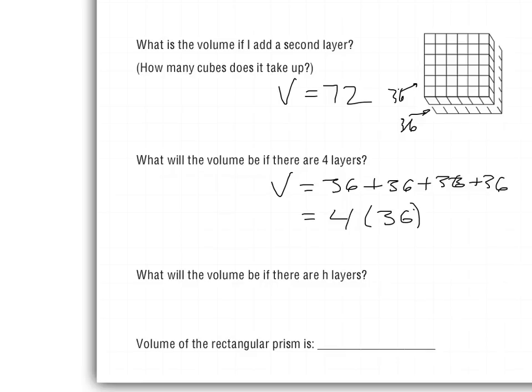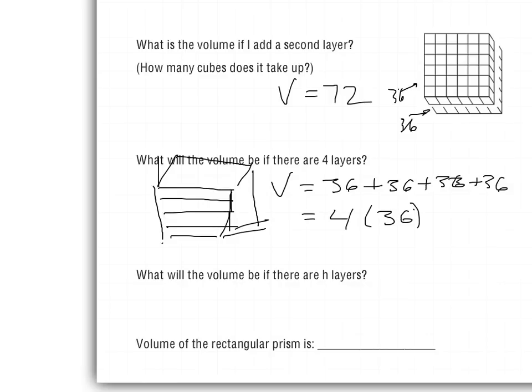Now if we're starting to think about this, and we see this visually, this is kind of like we have that same shape, and now we just have 4 layers. So this is now 4 units tall.